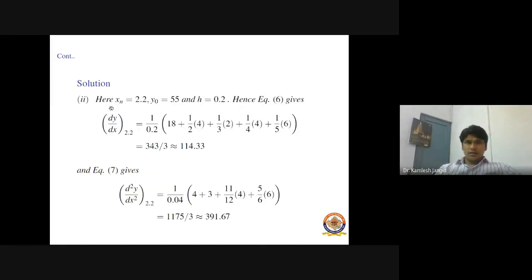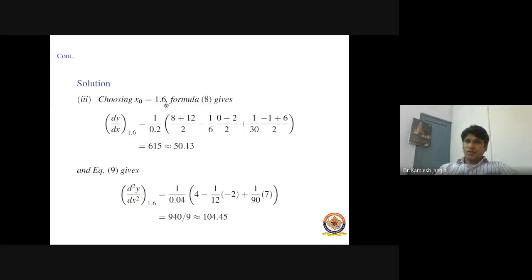The second problem was to find the first and second derivative at the end of the tabulated values. Then we use Newton's backward formula, which is given by equation number 6 and equation number 7. The first derivative at 2.2 is given by this relation, and if we simplify, then we get 4.53. Similarly, the second derivative at 2.2 is given by this relation, and if we simplify, then we get 391.67.